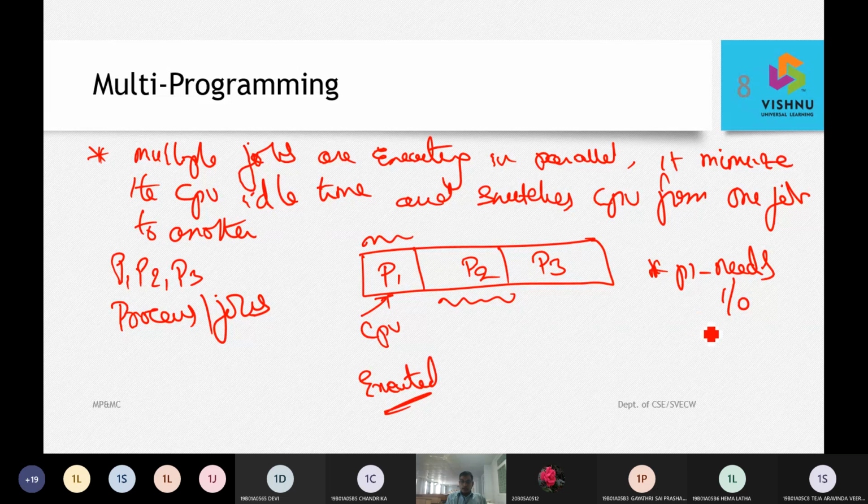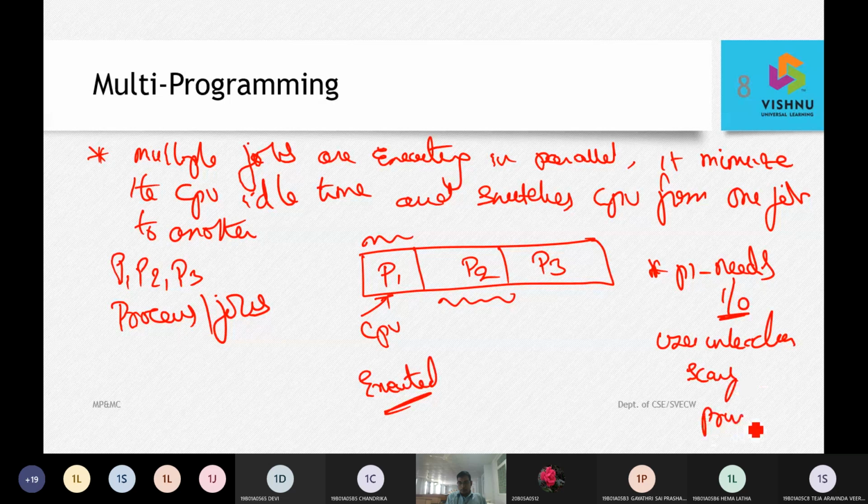What is IO here? That is, we have user interaction. I can say scanf, I can say printf. So I am going to scan I. Now I have to give I as 10, and then I have to print I as 10. You can see here, scanf is an input operation, and printf is an output operation.